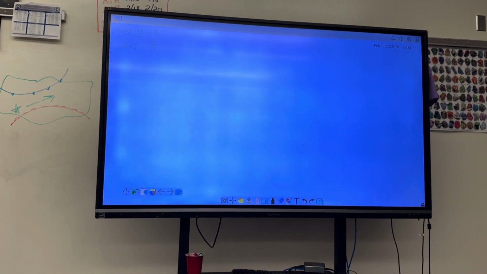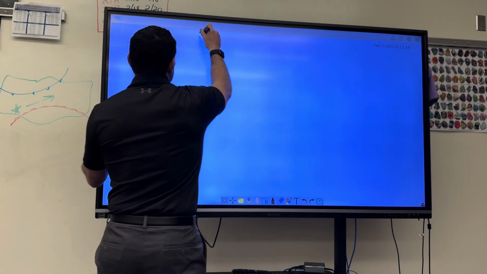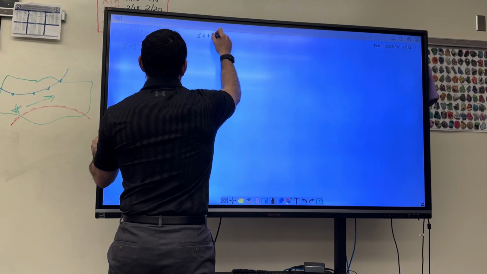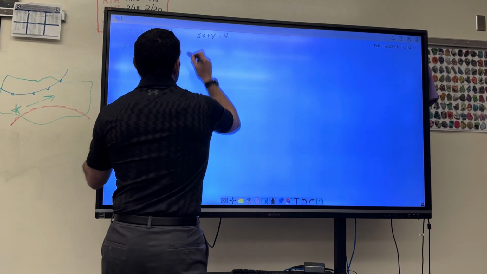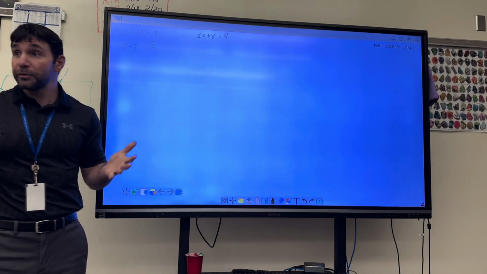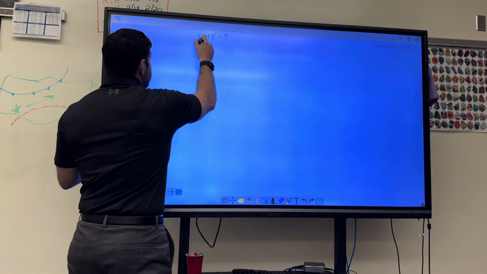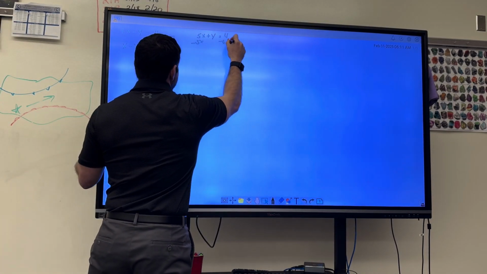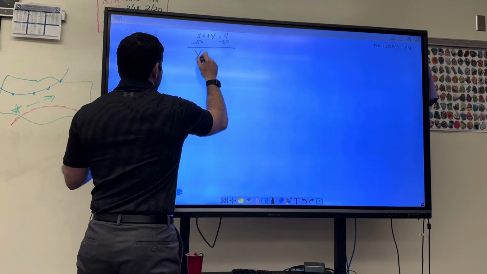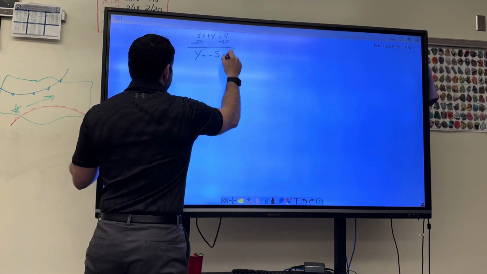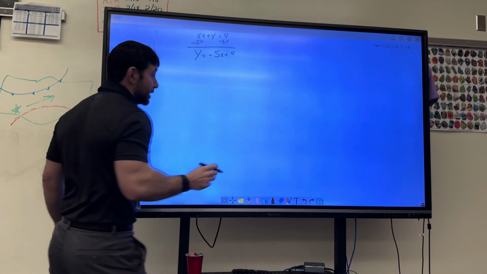What's the problem with these right now? They're not in slope-intercept form or solved for y, okay? So, I'm going to take my first equation, 5x plus y equals 4. I'm going to solve for y. Well, how do we do that? We move everything else away from the y. So I subtract 5x from both sides. That leaves me y equals -5x plus 4. Okay, cool.